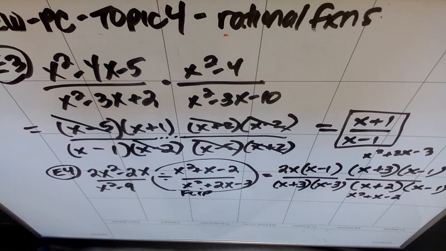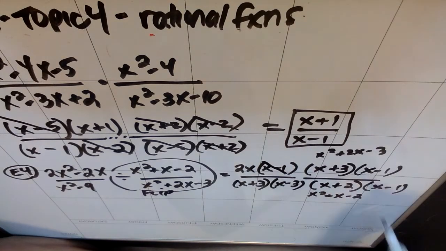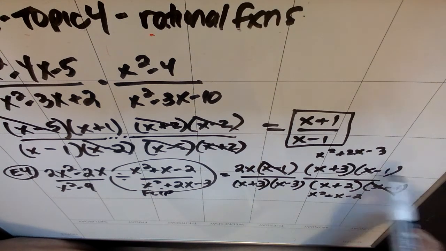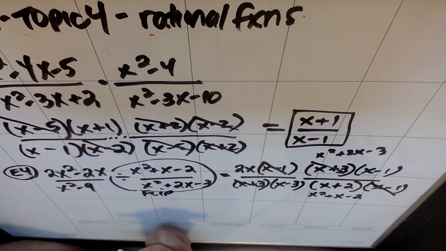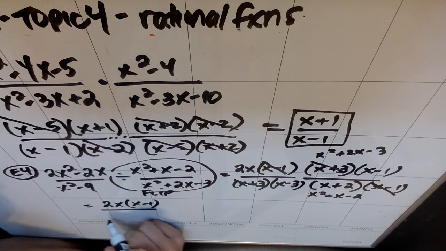So when I go to cancel things, some stuff's going to cancel, but not maybe as much as we want, and that's okay. I notice that there's an x minus 1 on the top and there's an x minus 1 on the bottom, but I can only cancel one of those x minus 1s. This guy's going to have to stay. I see the x plus 3 on the top with the x plus 3 on the bottom. They cancel. Everything else stays. So my answer here is going to be a 2x times an x minus 1 over an x minus 3 times an x plus 2.